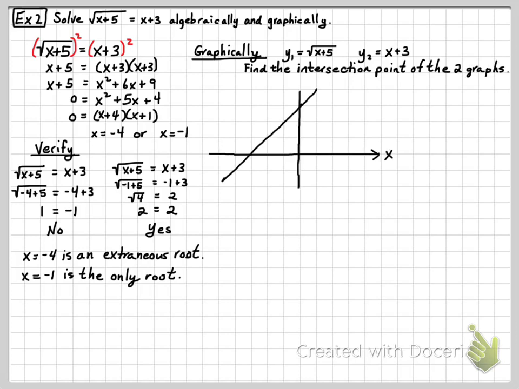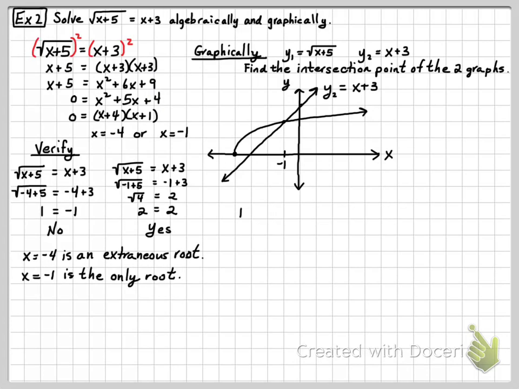So here's what the picture is going to look like. That was x plus 3, and the other one is the root of x plus 5. Notice that the two graphs are only going to cross in one spot, and that is when x is negative 1. And that's all I got to say about that. Let's move on to the next one.